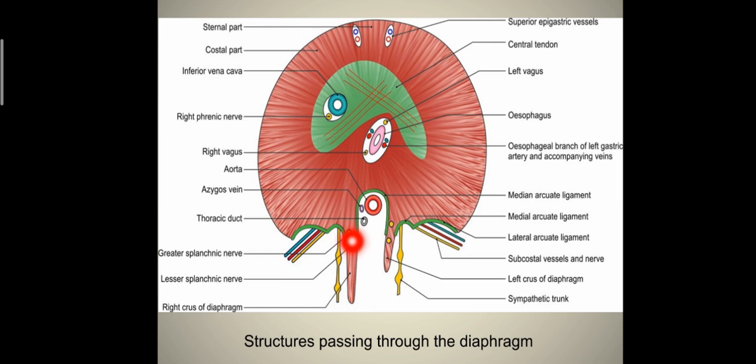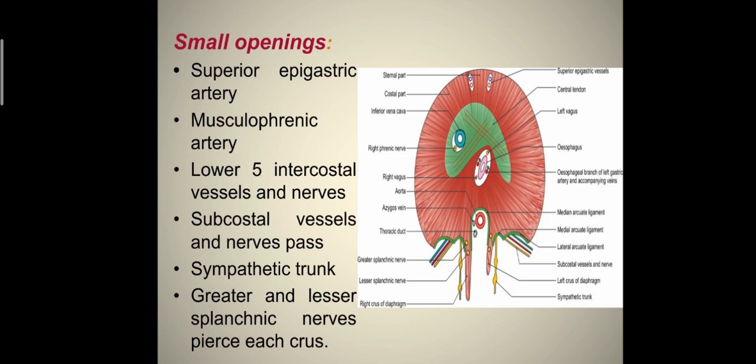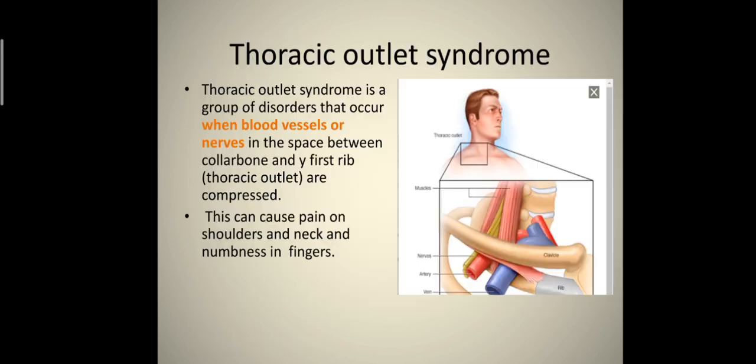of the diaphragm. So these small and large structures which cross or pass through the diaphragm are the structures which pass through the outlet of the thoracic cavity. So these are the small openings.